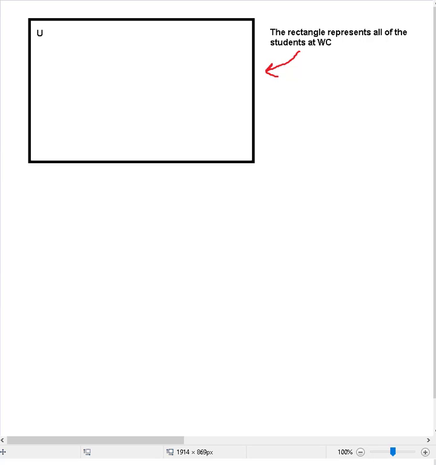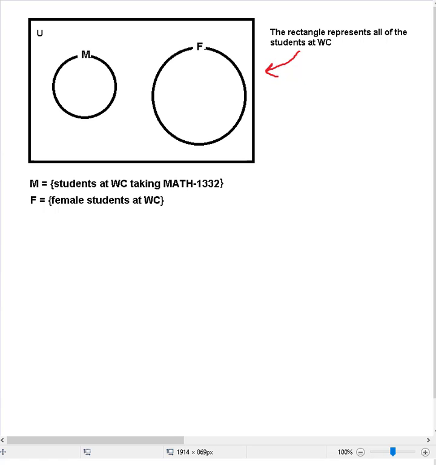Now let's look at some subsets of set U. The first one's going to be set M, the set of students taking Math 1332 here at Weatherford College. The second will be set F, the set of female students here at Weatherford College. We can show those subsets inside of U, and we'll represent those as circles. Those two subsets can have several different kinds of relationships. Let's take a look at the first one. This Venn diagram says that set M is completely separate from set F.